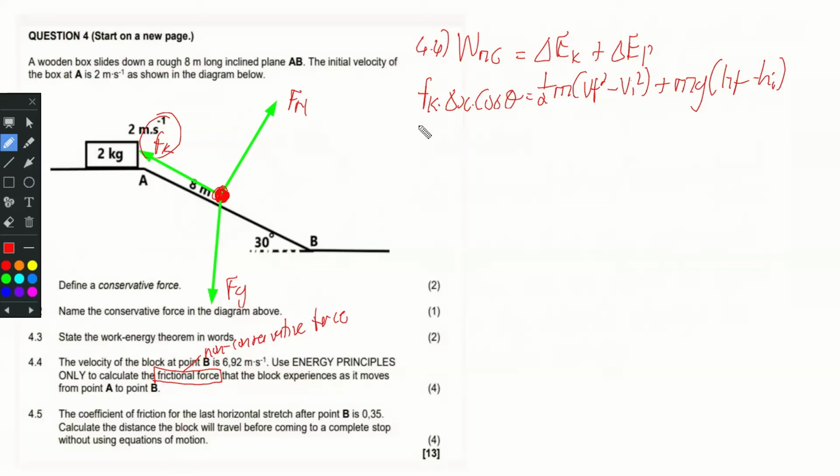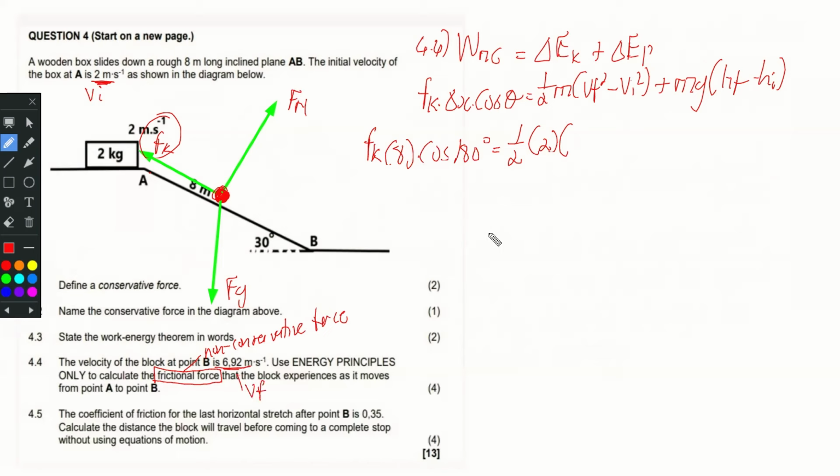Okay, so now the FK, that's what I'm trying to calculate. This time around, I am given the displacement from A to B. That's 8 meters. And cos theta, remember, every time we are dealing with FK, theta is always 180 degrees, because kinetic frictional force always does negative work. Then this is half, and the mass is 2 kg. The initial velocity of the box at A is 2 meters per second. So that's VI. But then they said the velocity of the block at point B is 6.92 meters per second.